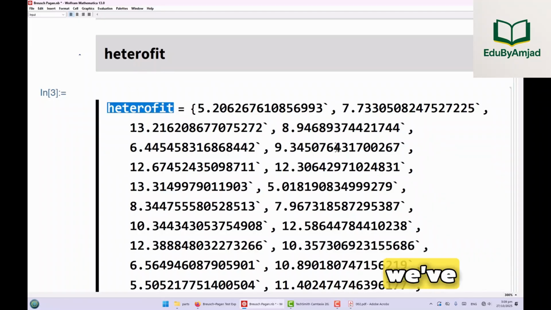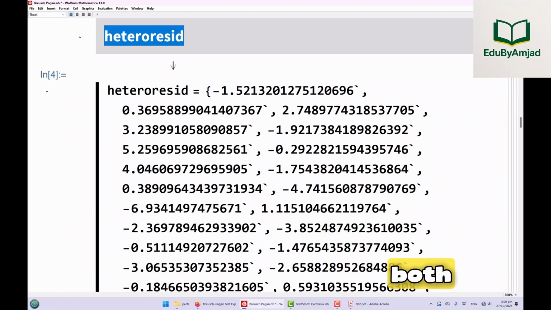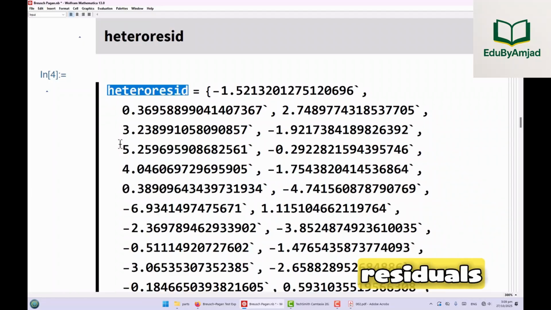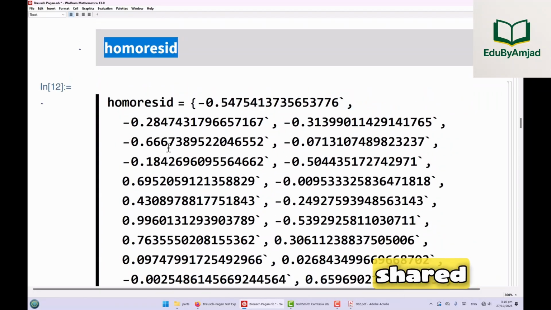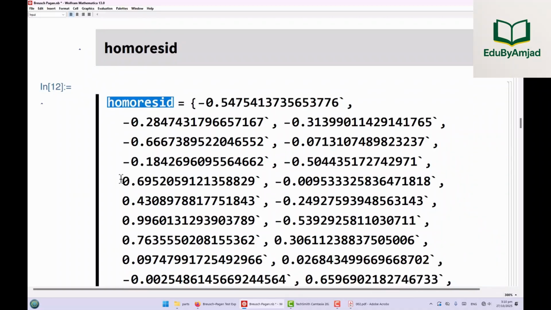In Mathematica we've loaded 200 observations for both sets of fitted values and residuals, plus the 200 values of the independent variable x, which are shared by both regressions.